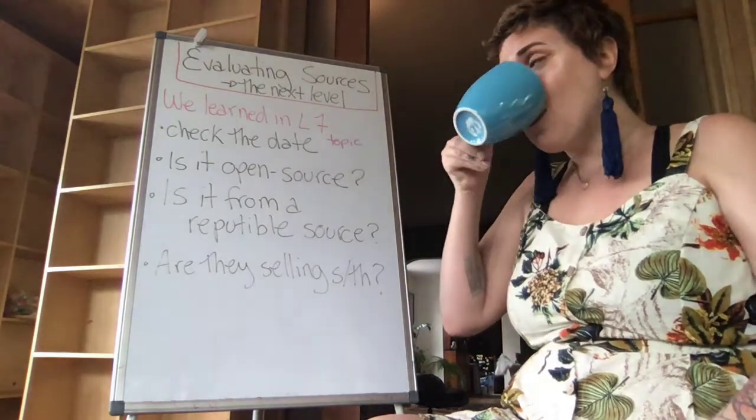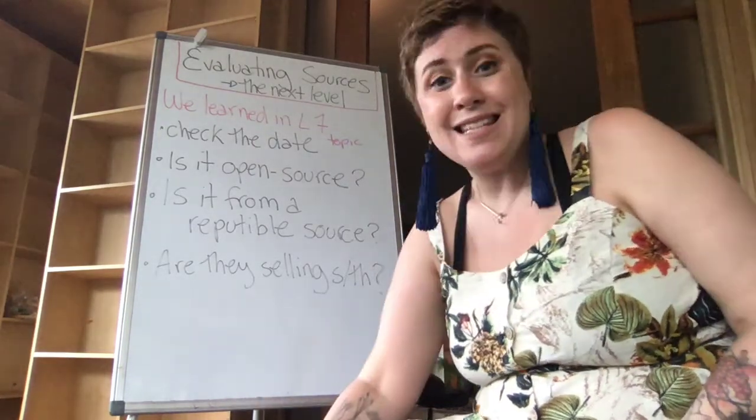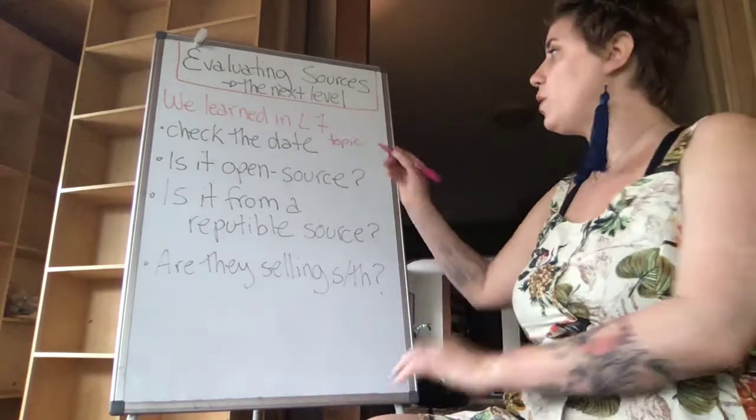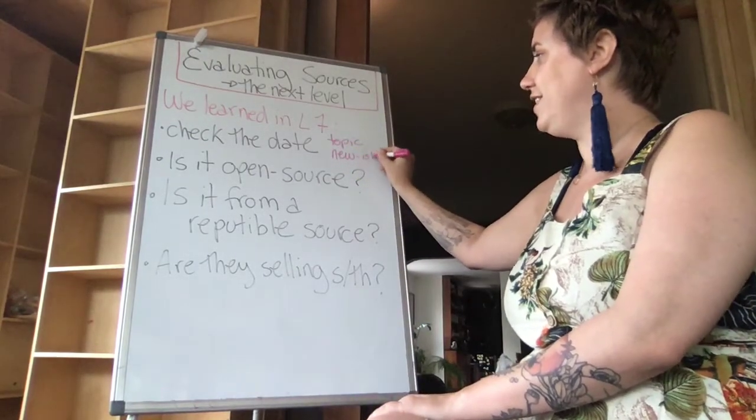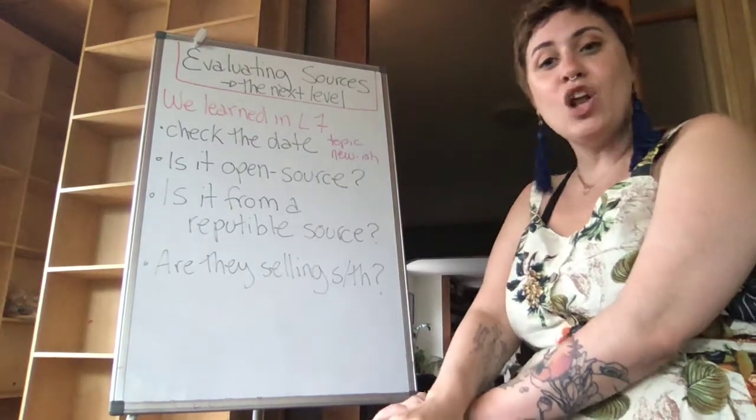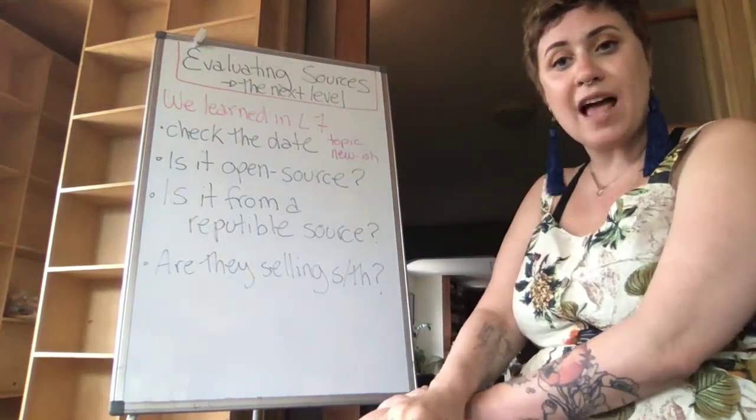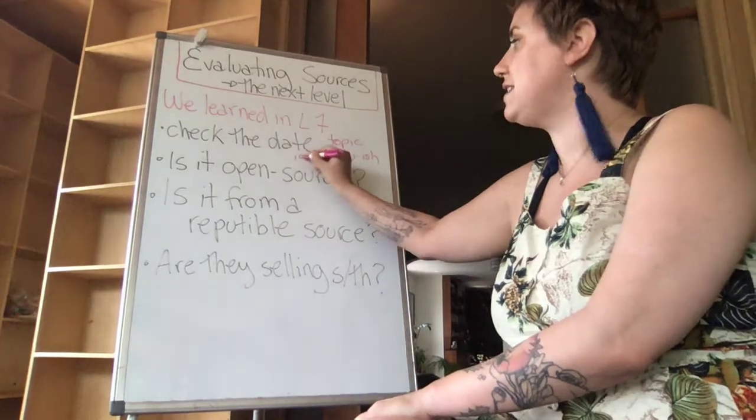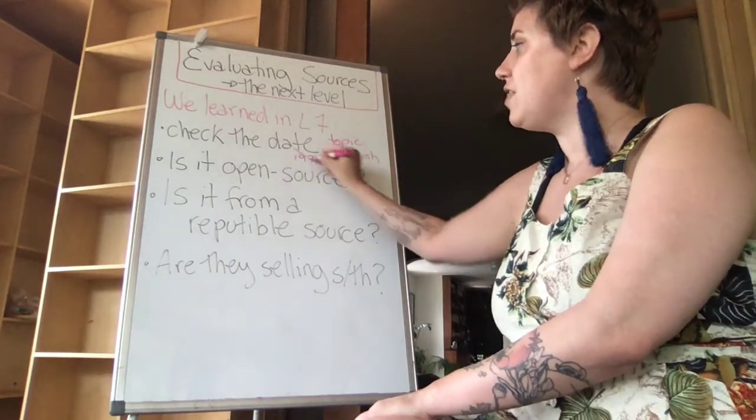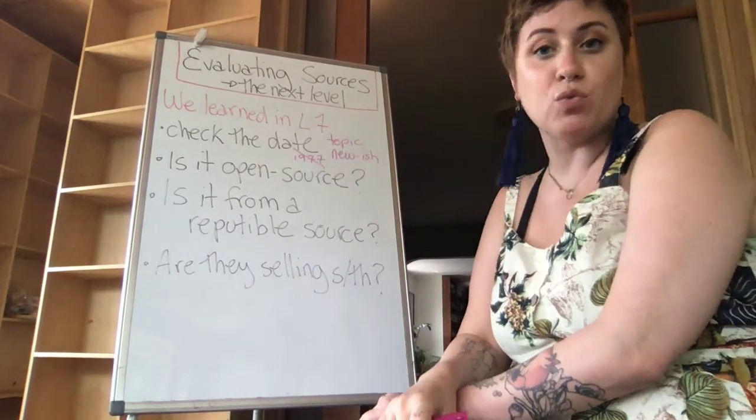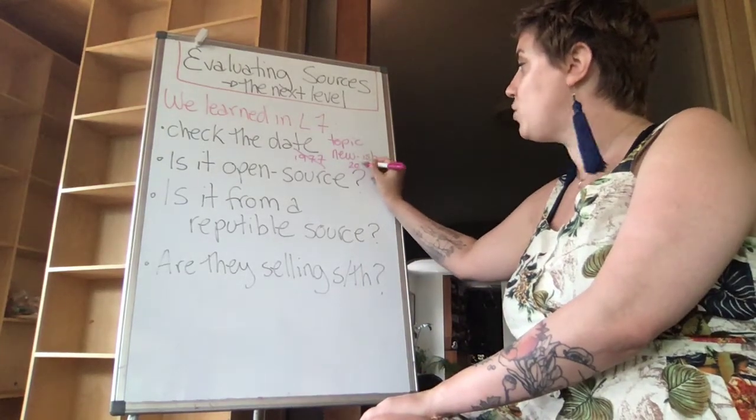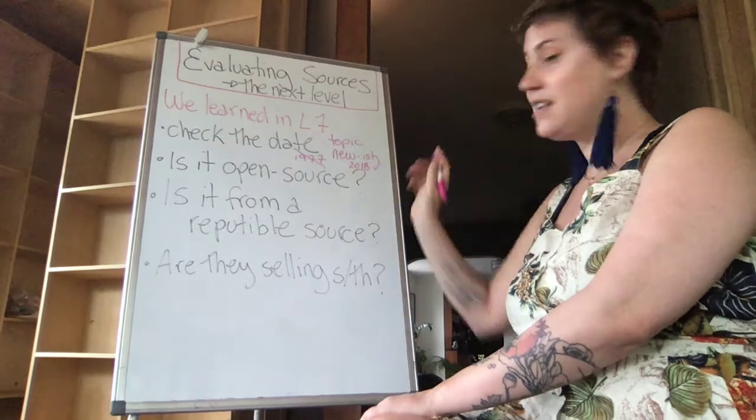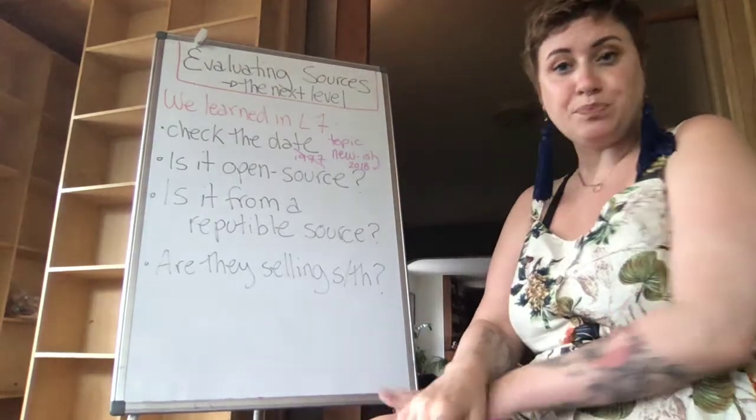So checking the date is really, really important. We want new-ish information. If you're doing research about stress and your paper is from 1977, that's probably not the most reliable source. But if your research is from 2018, this is probably much better.